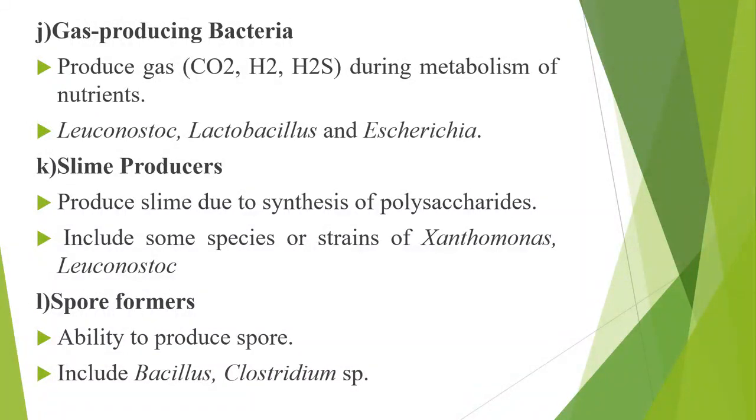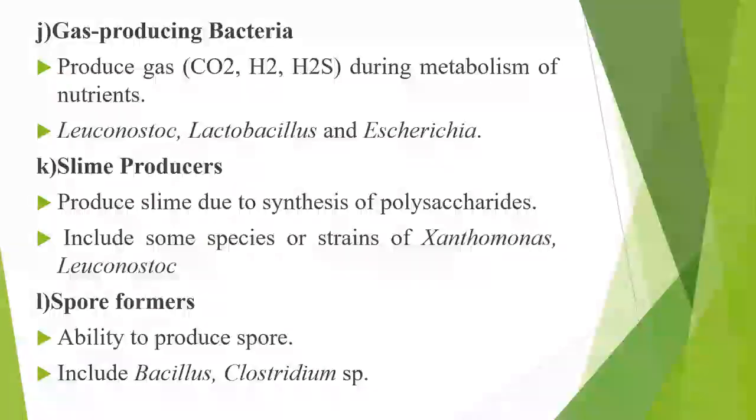And the next group is the slime producers. They have the ability to produce slime due to the synthesis of polysaccharides. So slime producers are a group of bacteria that are able to synthesize polysaccharides and will lead to the formation of slime on the surface of the food items, and it includes some species like Xanthomonas, Leuconostoc, etc.